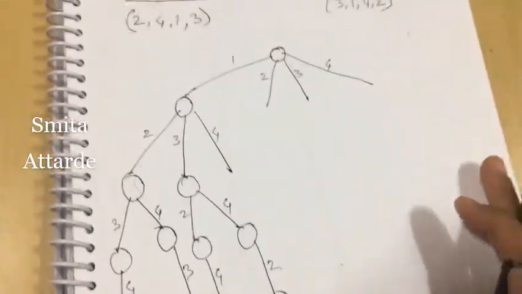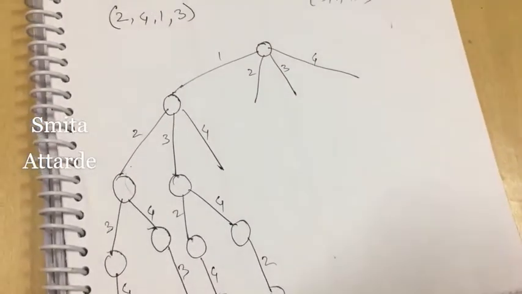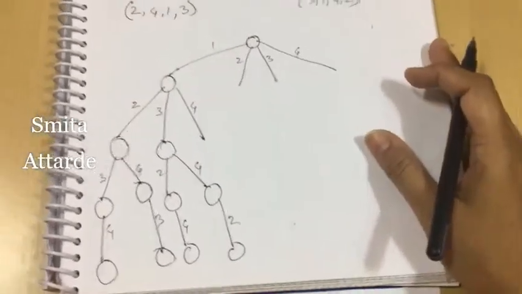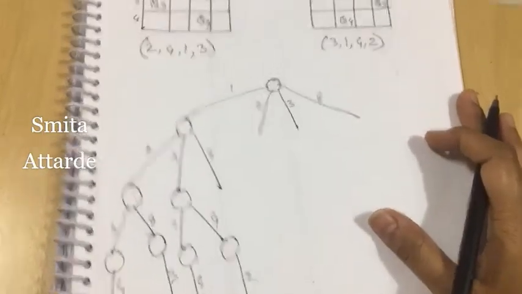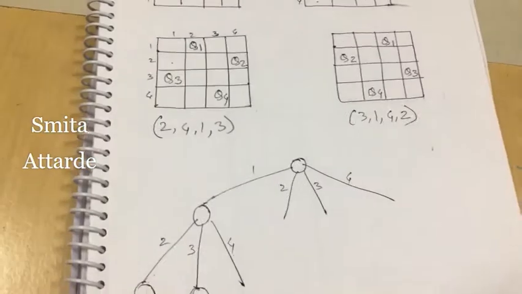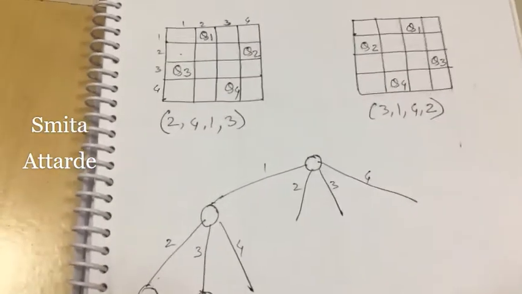You can refer to the PDF file in which I have drawn the partial state space tree. No need to draw the complete state space tree. You can always draw the partial state space tree. So this was all about the n queen problem. A 10 marks theory question is asked related to the n queen problem.